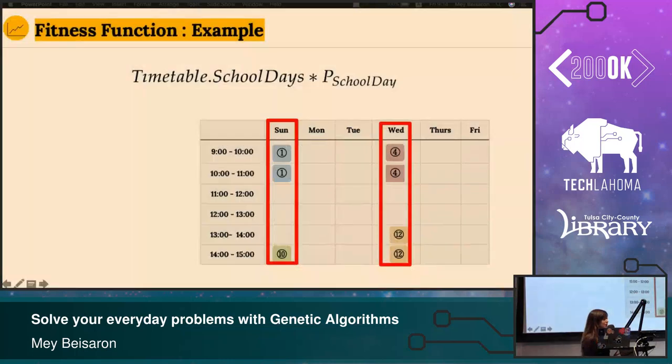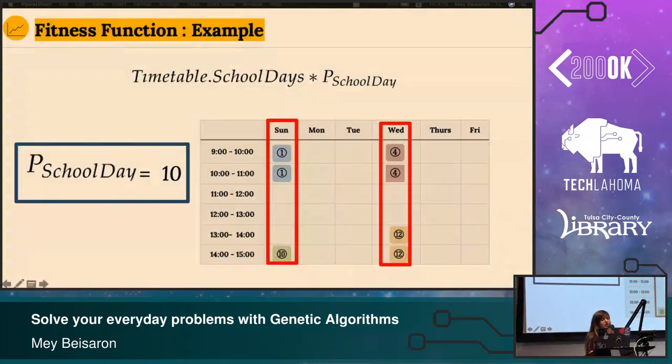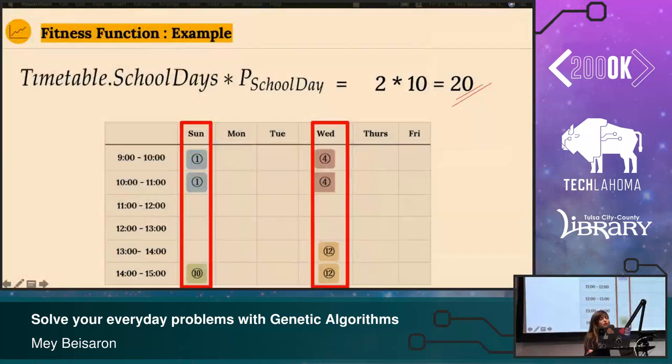So in the example, we have a timetable. Notice that it's just numbers because it fit better into the slide. We have 2 days that we have to be there in college, and the penalty that I chose was 10. And the grade for this timetable, for this specific constraint, is 20.